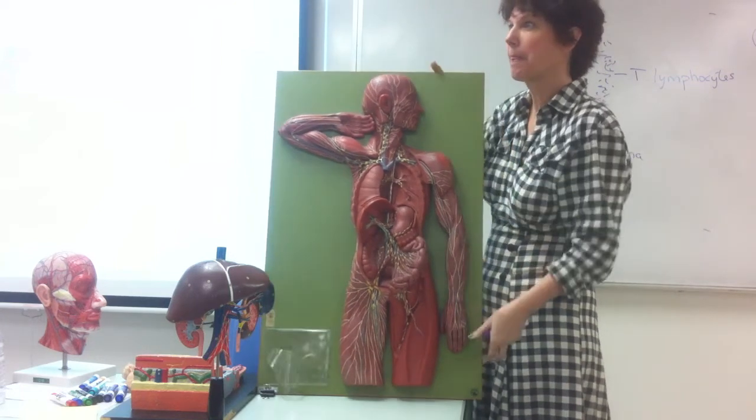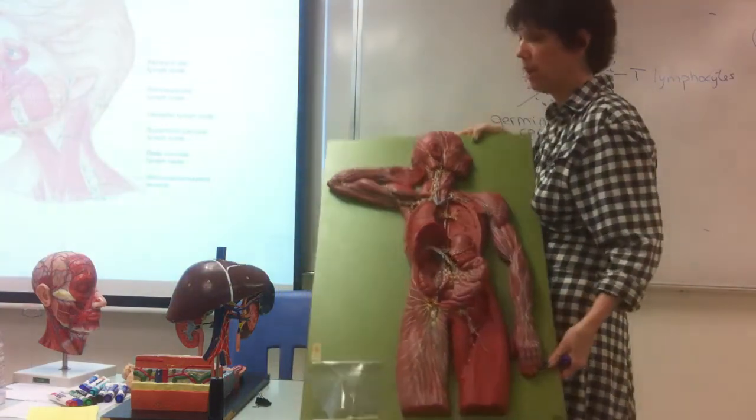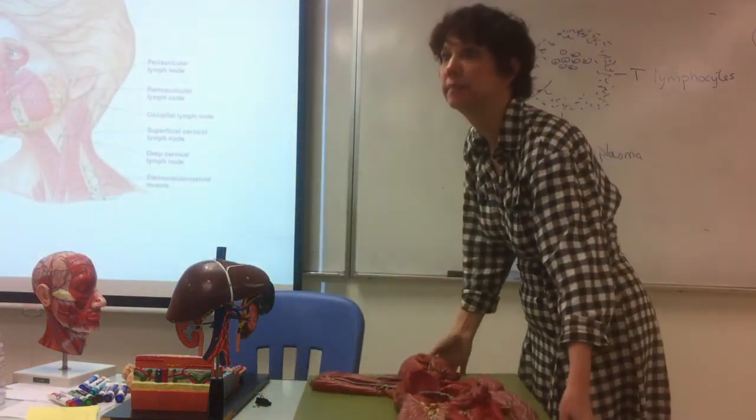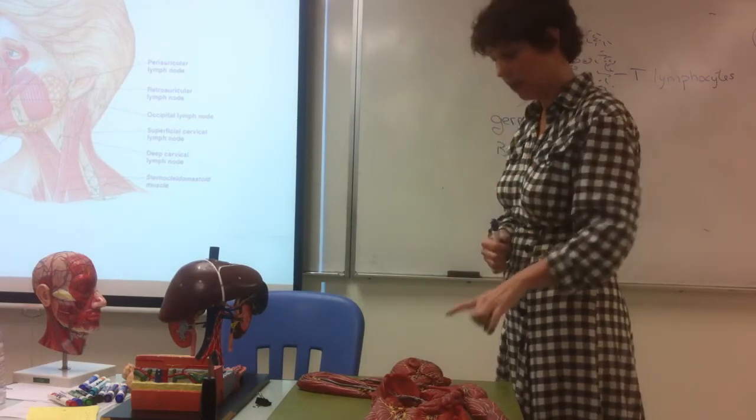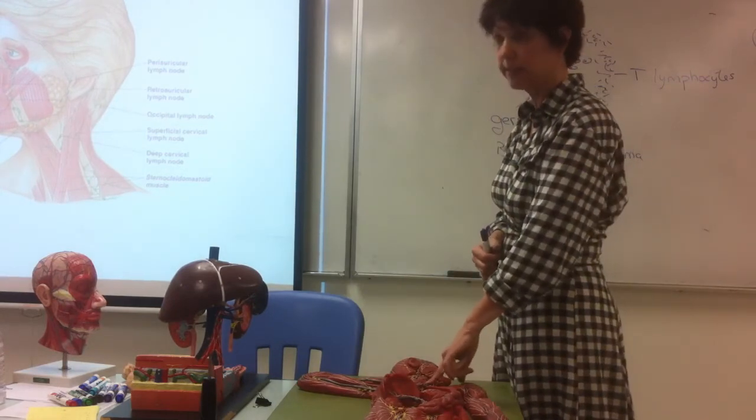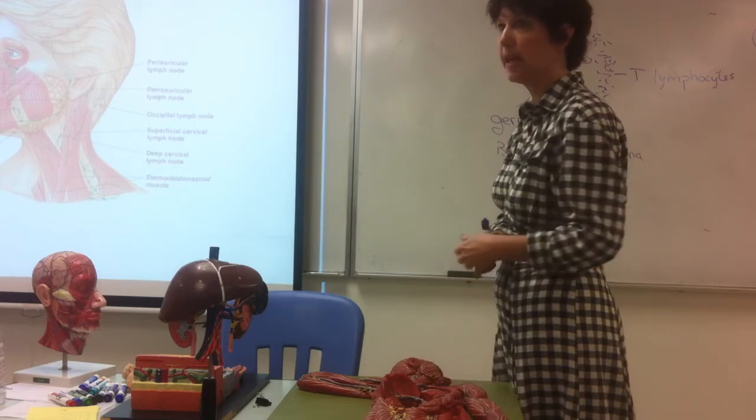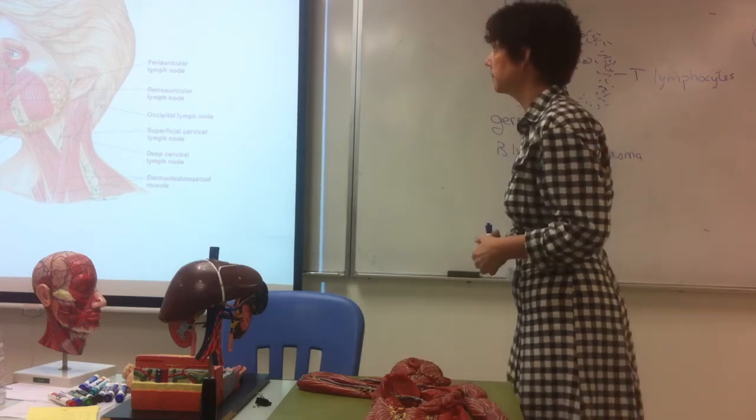So all the nodes are pretty much just filter stations? Yes. They're all sites for that filtration. So they would filter, and they're going to end up in the veins. In the veins, yes. So they're going to go into the subclavian vein just prior to it becoming brachiocephalic.